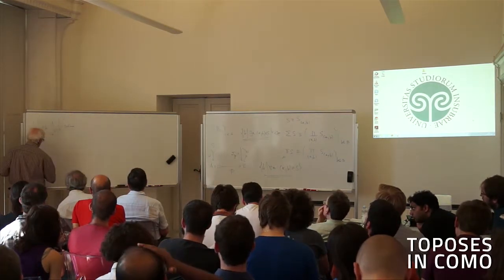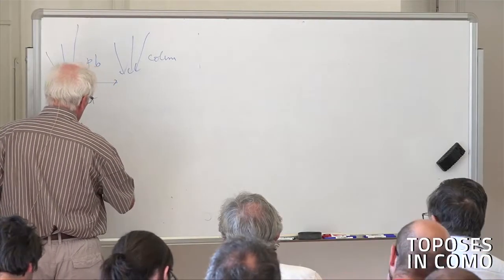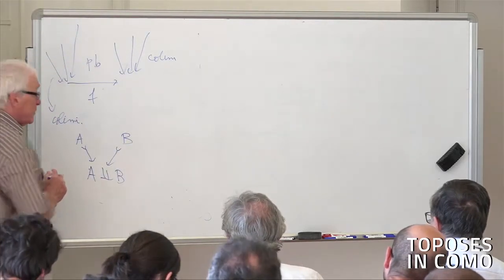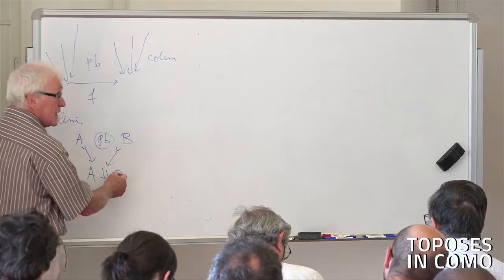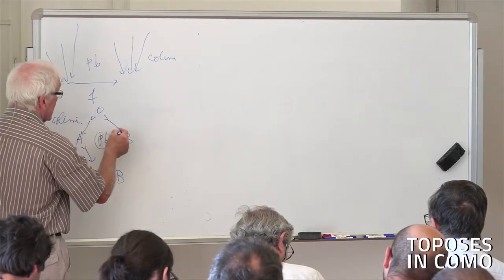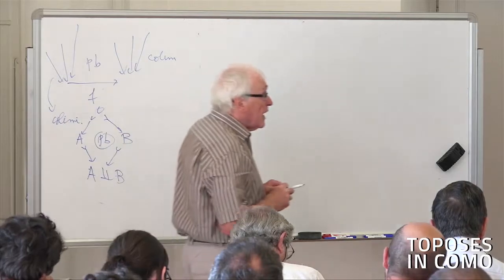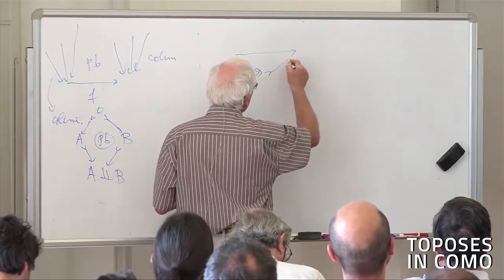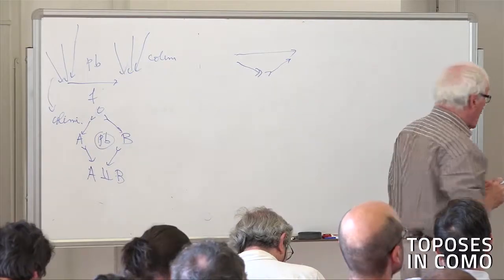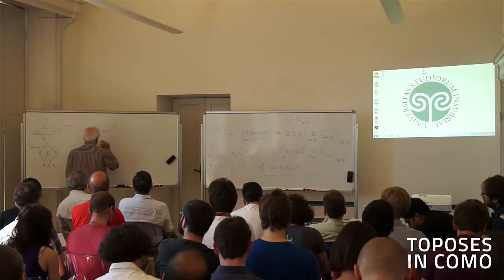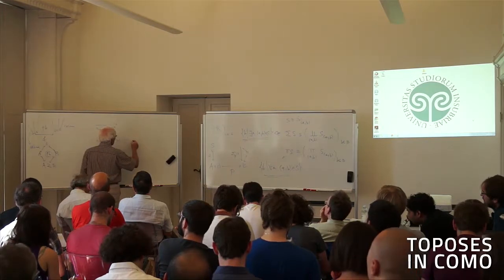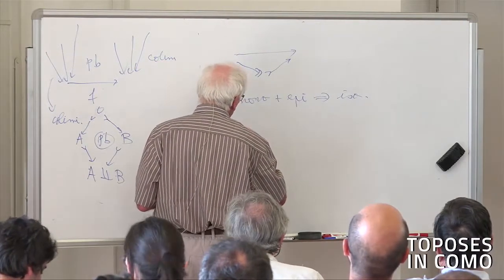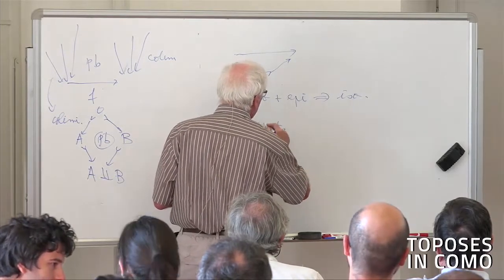You will see that the coproducts are disjoint. If you take a coproduct, then those two arrows are necessarily monomorphisms, and if you compute the intersection of A and B as subobjects, you find zero. You will have all the properties like every arrow factors as an epimorphism followed by a monomorphism. You will have properties like mono plus epi is iso. You will have all the properties on the quotients that Laurent was mentioning yesterday.